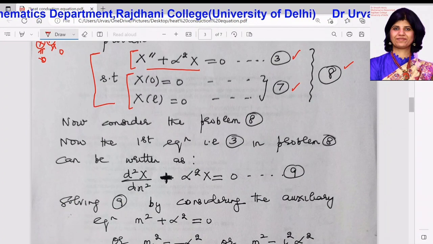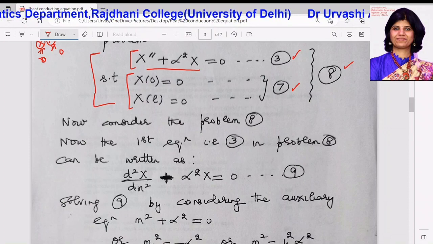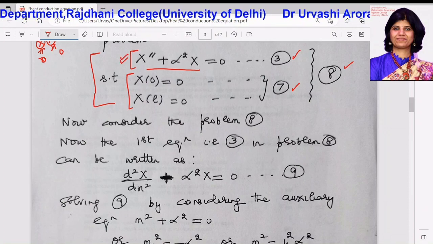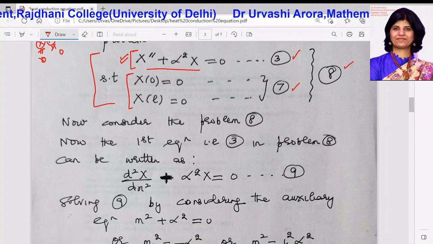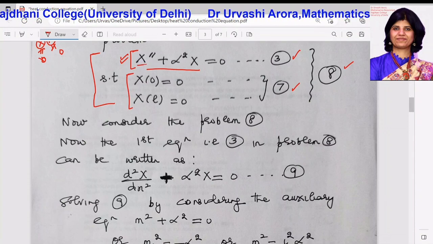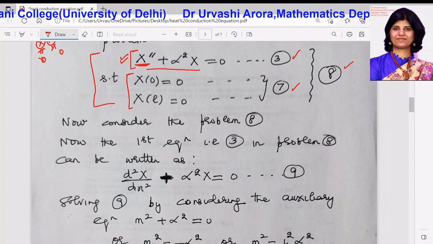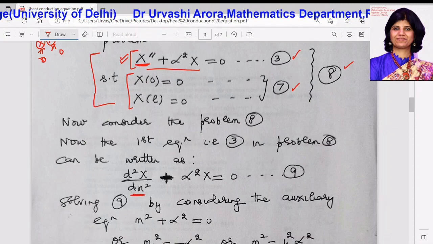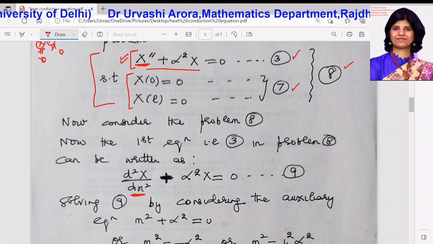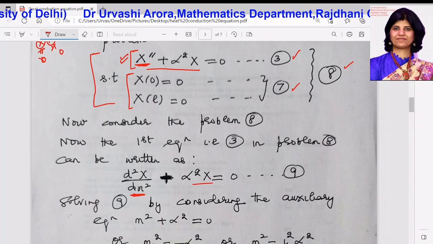Now we consider the problem 8. In the problem 8 we consider this particular ordinary differential equation 3, which is X double dash plus alpha square X is equal to 0. Now X double dash means that you are differentiating capital X two times with respect to small x. So X double dash can be written as d square X by dx square plus alpha square X is equal to 0. This is as it is.